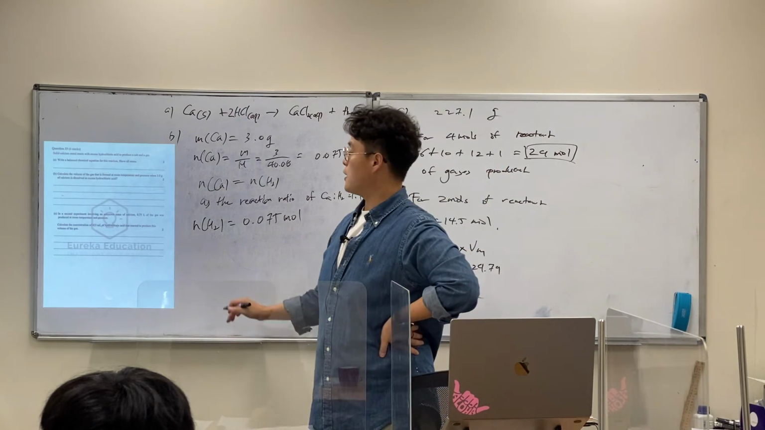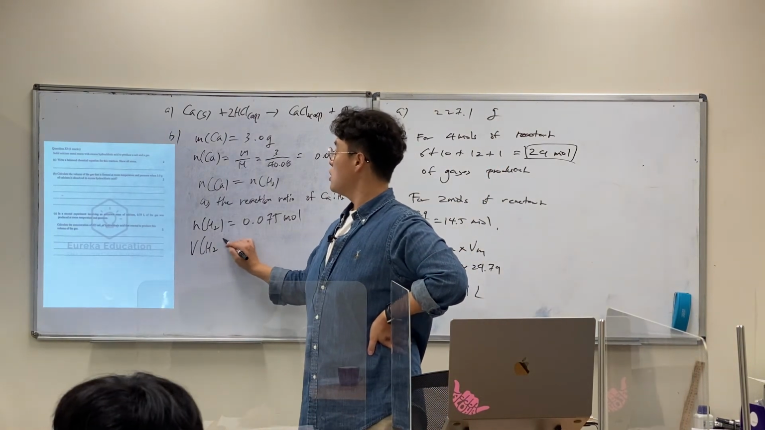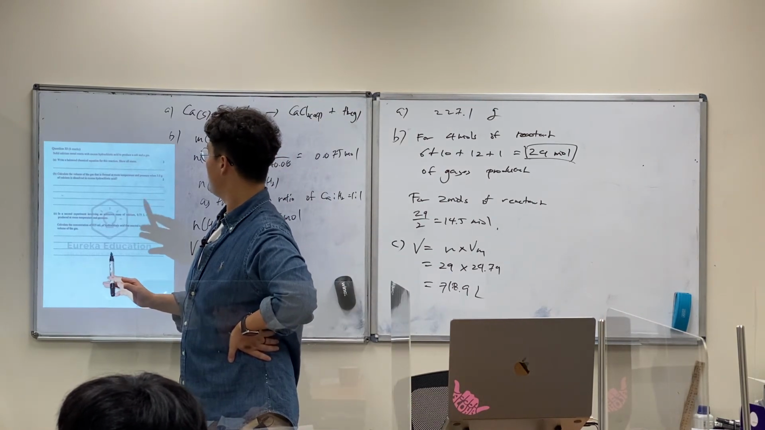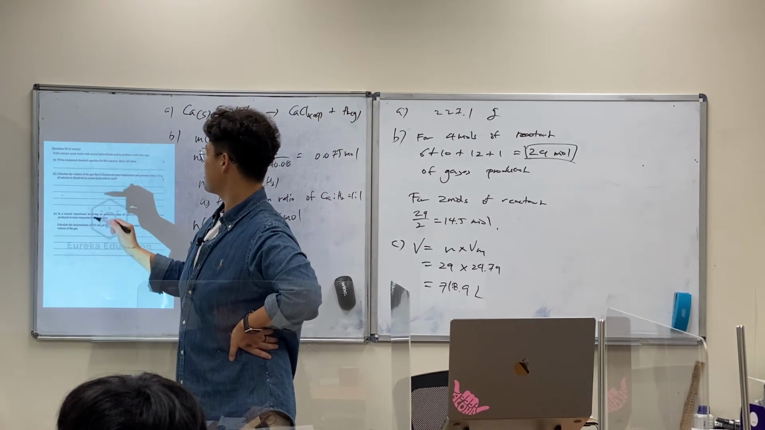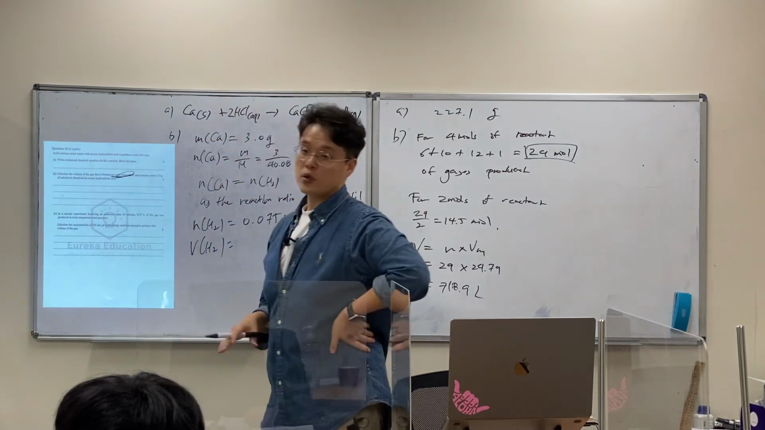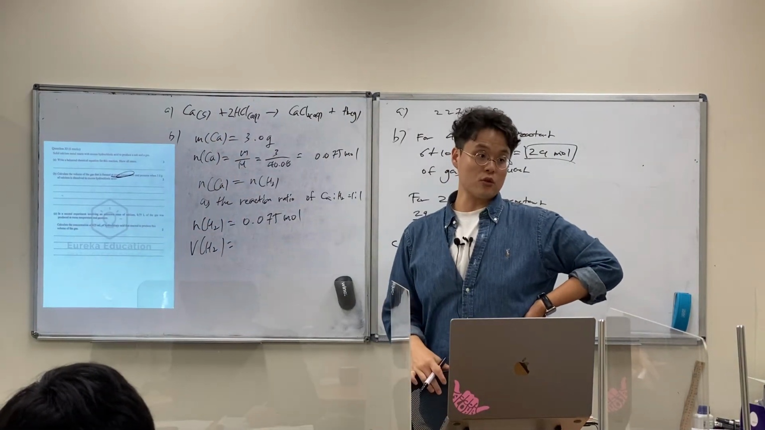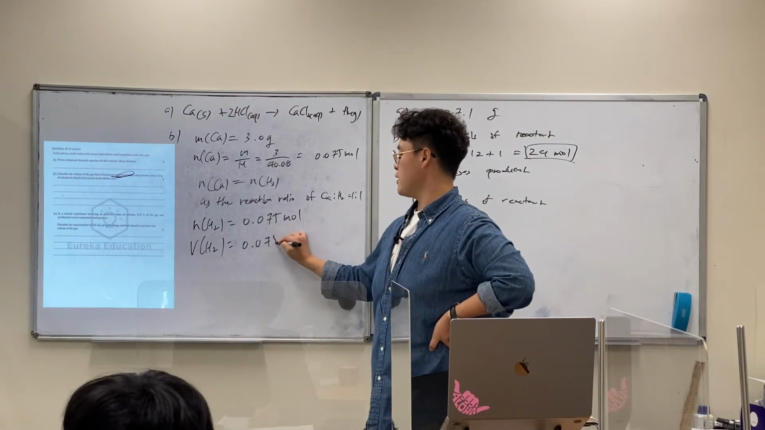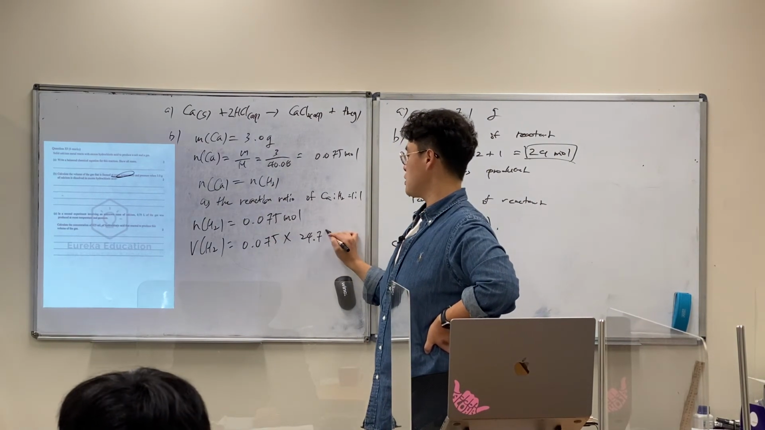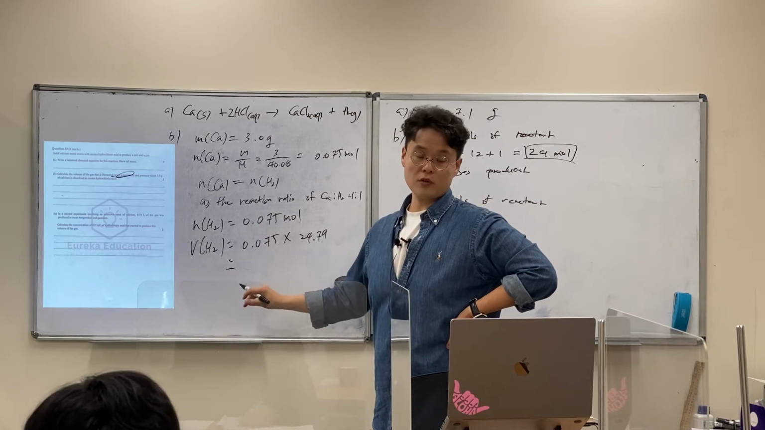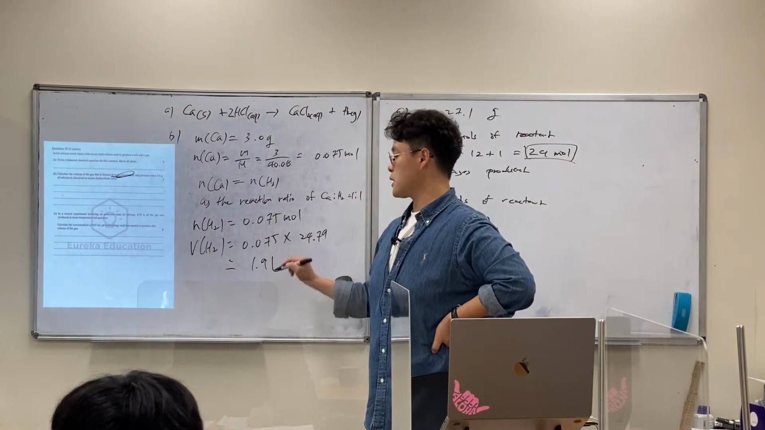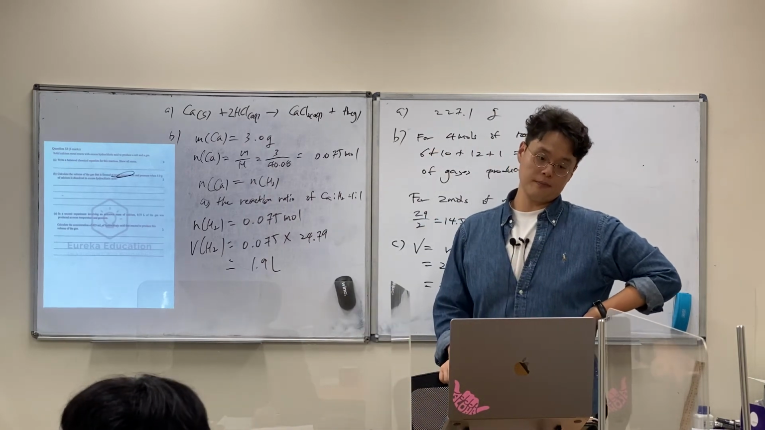Now, trying to find the volume of H2, what are the conditions given? This is room temperature, which is standard lab condition at 25 degrees Celsius. So V is equal to 0.075 times 24.79 at SLC. So that will be approximately 1.9 liters, to a specific value.